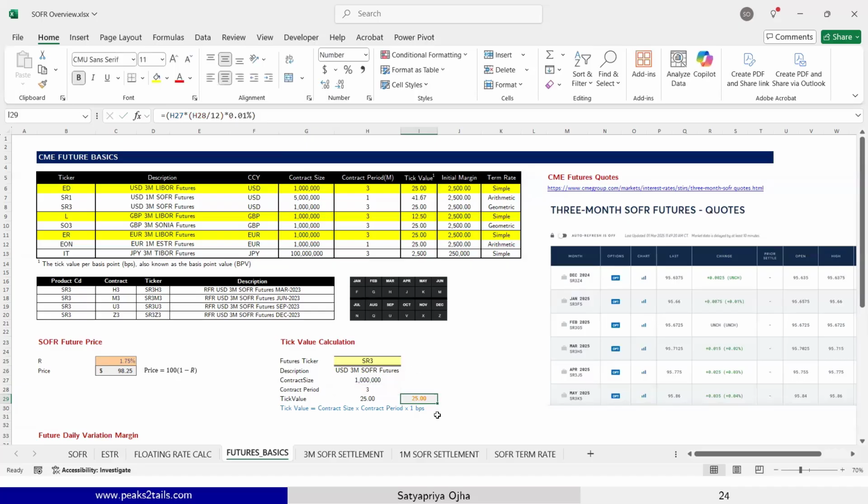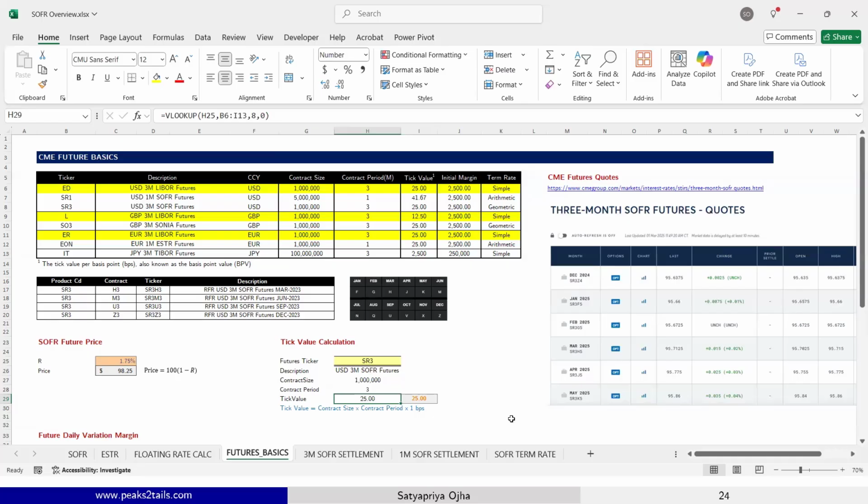That is $25. That means if the underlying rate moves by 1 basis point, the change in value of your position, if you have bought one contract that has a notional of $1 million, would be $25 for a 1 basis point change, right? It's a perfect linear relationship.